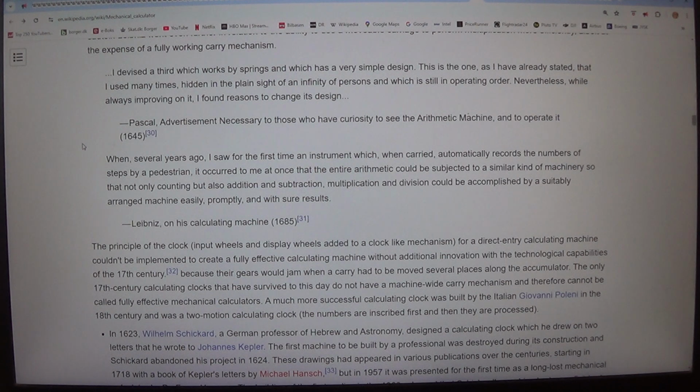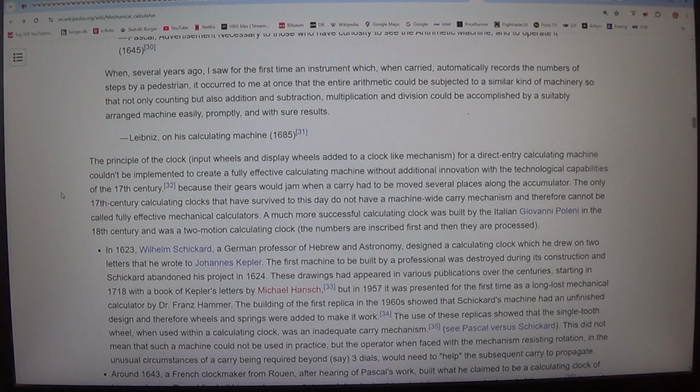Pascal, advertisement necessary to those who have curiosity to see the arithmetic machine, and to operate it, 1645. When, several years ago, I saw for the first time an instrument which, when carried, automatically records the number of steps by a pedestrian, it occurred to me at once that the entire arithmetic could be subjected to a similar kind of machinery, so that not only counting but also addition and subtraction, multiplication and division could be accomplished by a suitably arranged machine easily, promptly, and with sure results.